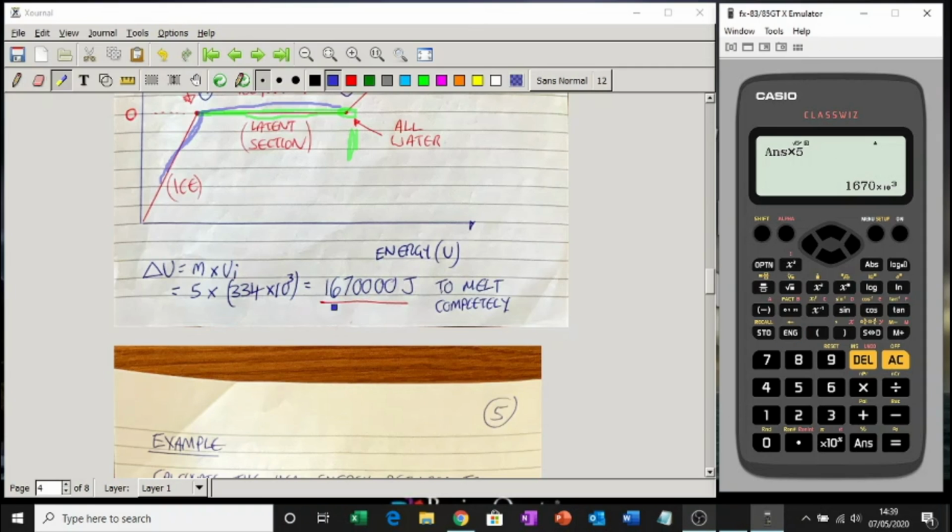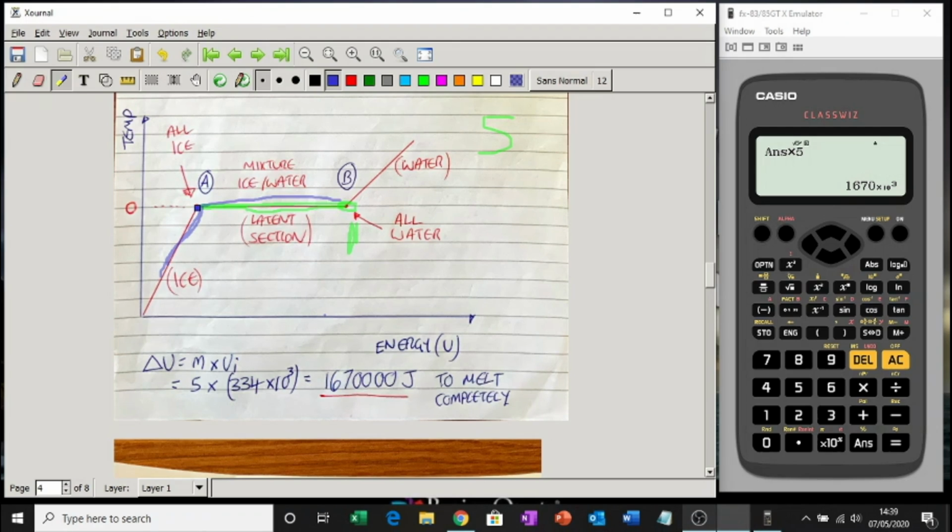So to go from that point where it's completely frozen to completely melted into water, we need that much energy for 5 kilograms of water. It takes that much energy to completely melt it, because we're not heating anything. The energy is being used to break the bonds. So when we're going up the hill, we use the c value. When we're going across here, we use the latent heat value.